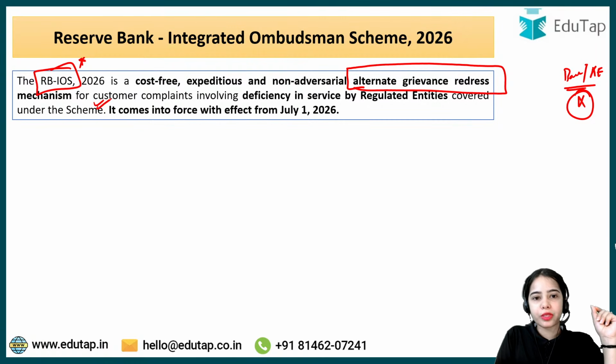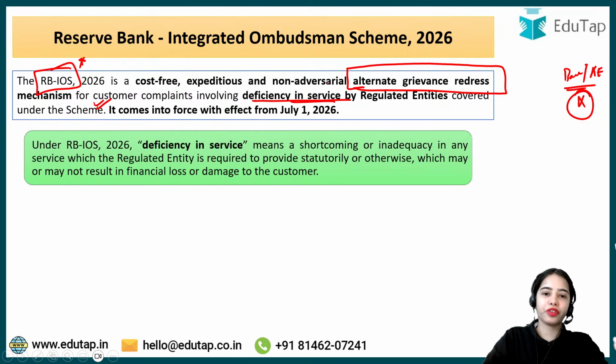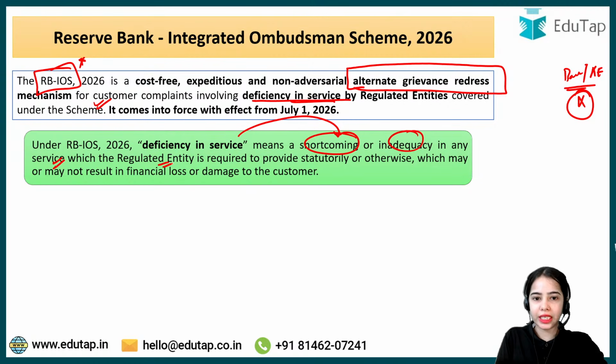So this is for customer complaints involving deficiency in service. Deficiency in service means there is some shortcoming or inadequacy in any service which the regulated entity is required to provide statutorily. So the bank is required to provide loans and take deposits.